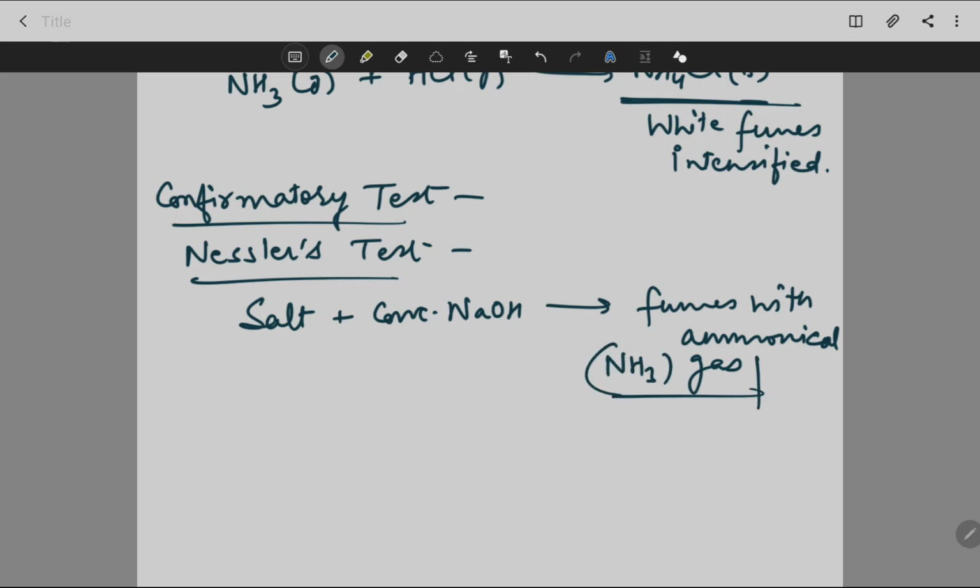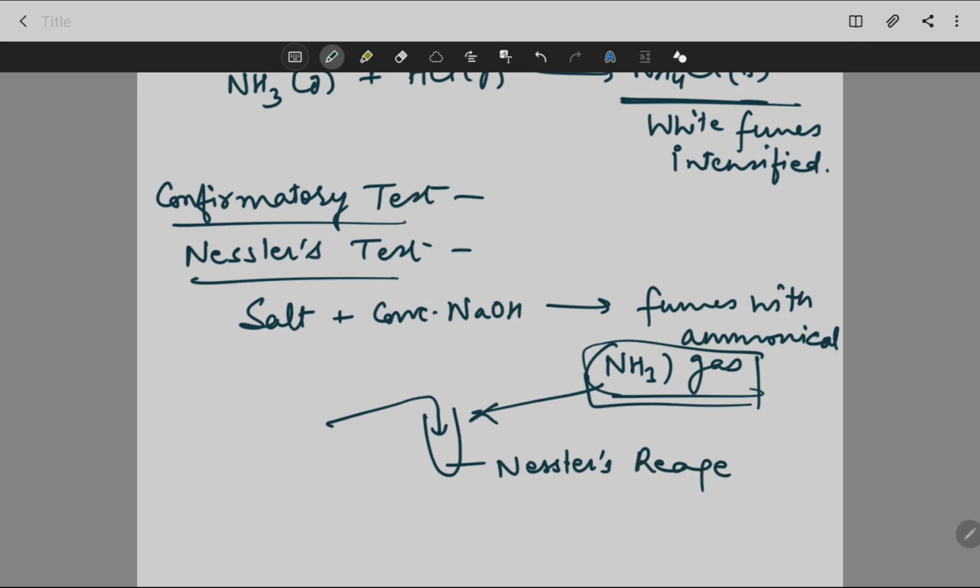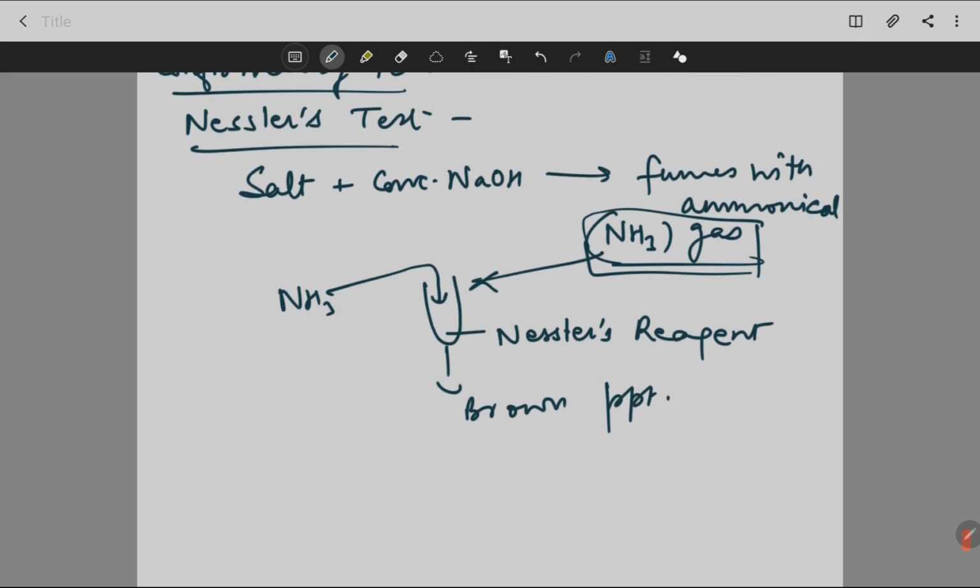Now these fumes are collected in a tube, or passed in a tube, and here we are passing these fumes through Nessler's reagent. So what are we doing here? We have taken the Nessler's reagent in a test tube, and in this test tube we are passing this ammonia gas. So what is the result of it? We will get a brown precipitate. So brown precipitate is obtained.